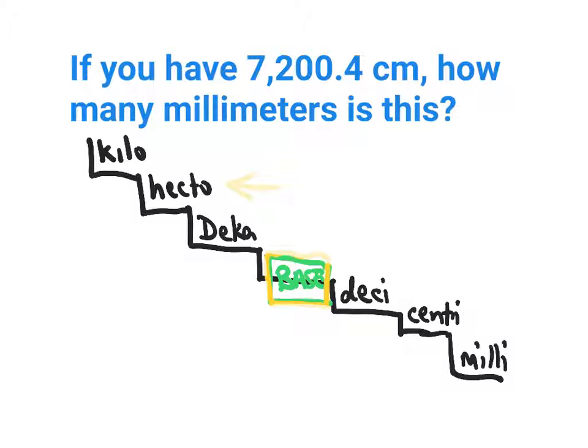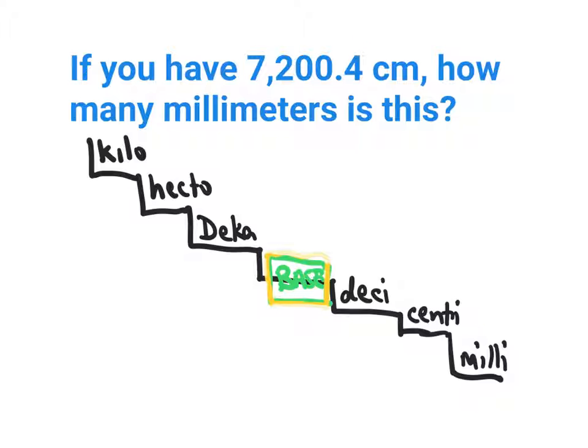As you go the other way, which is this direction, the units get smaller. So deci is 1/10 of your base unit, so 1/10 of a meter, or 1/10 of a gram. Centi is 1/100th, and milli is 1/1,000th. And the way the metric stairs work is you figure out where you're starting and where you're finishing, and that tells you how many steps and in which direction to move the decimal.